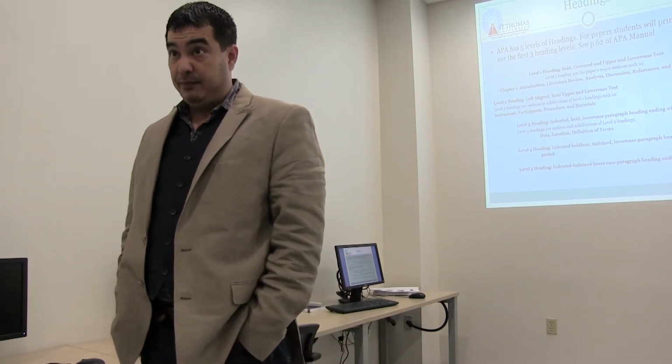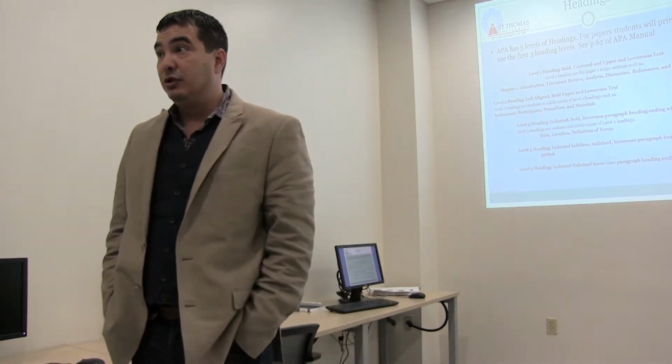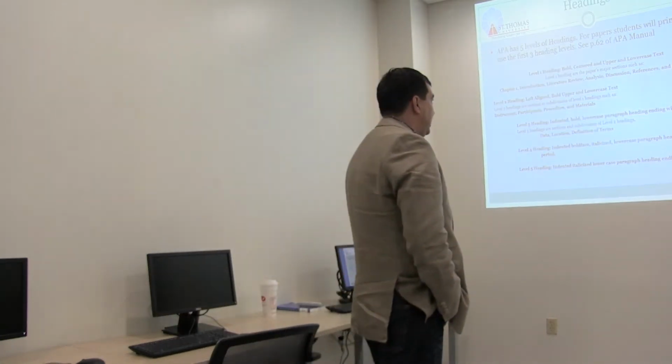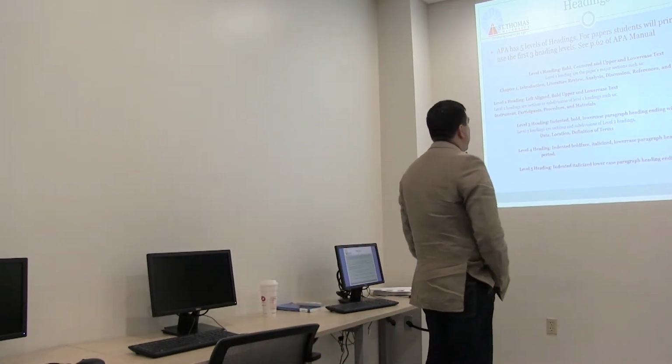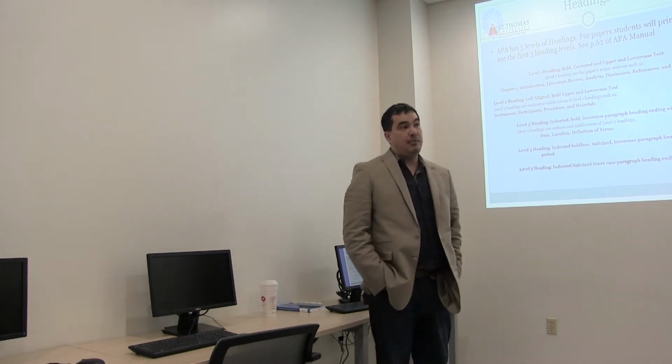All right, APA has 5 levels of headings. The headings are here so that you separate your paper and make it more organized and easy to read. This is very simple stuff. Major headings are centered and bold. A major heading would be introduction, conclusion, references, methodology, things like that, and they are centered and bold. Your other headings are left aligned and bold.